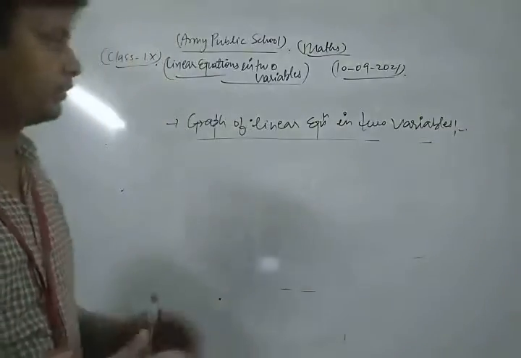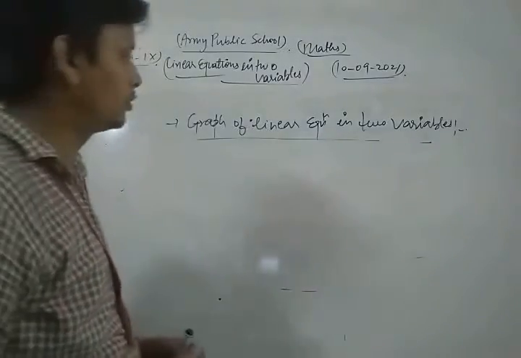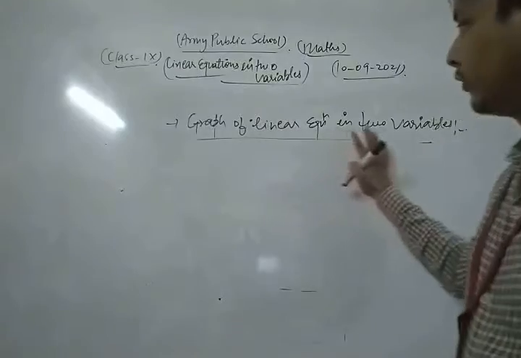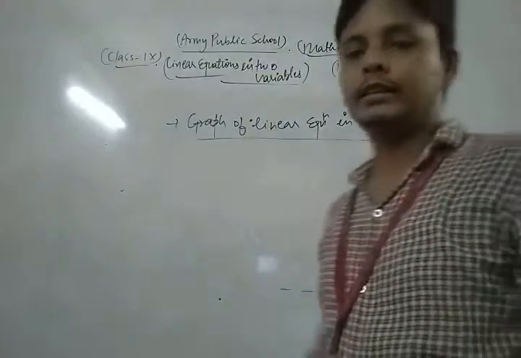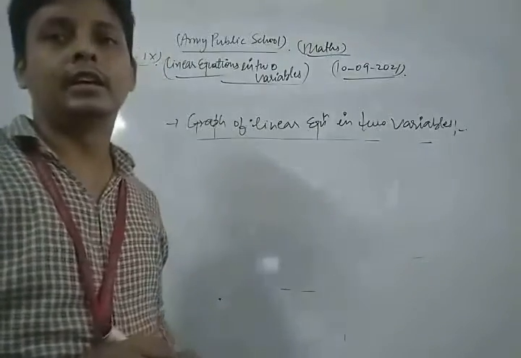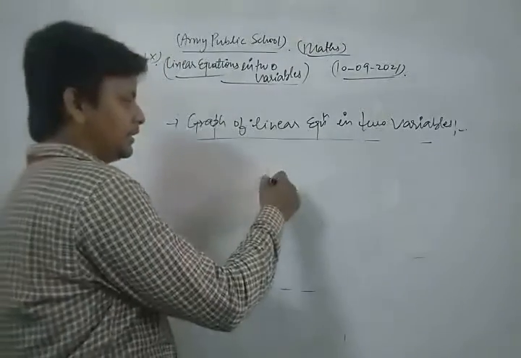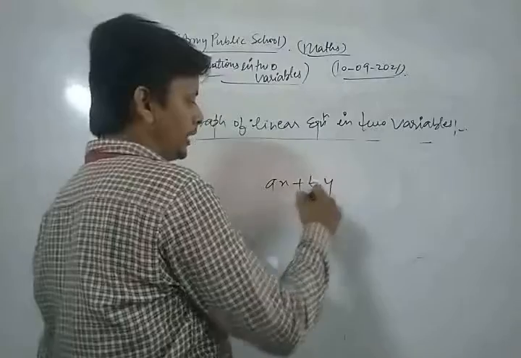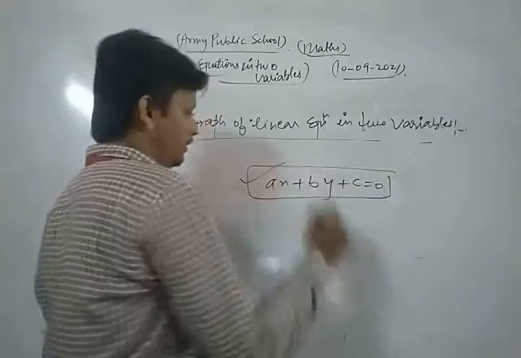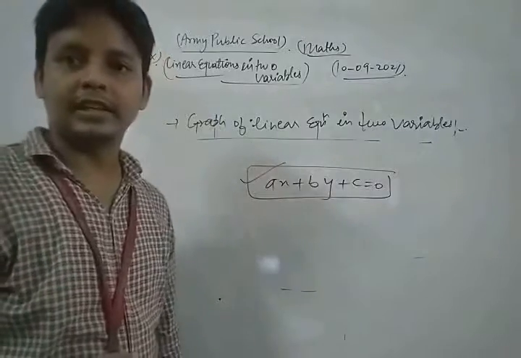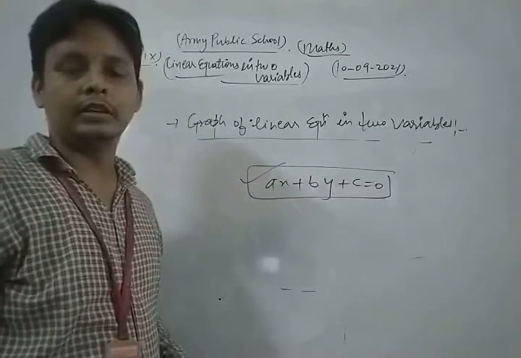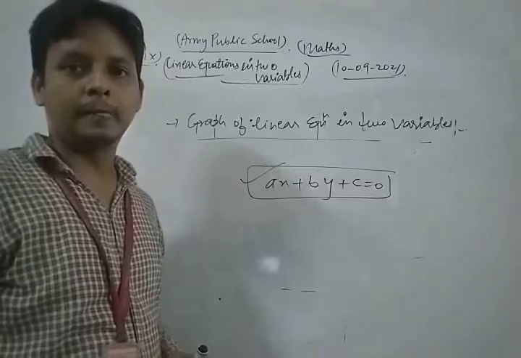First you revise the topic because you have already learned it, the graph of a linear equation in two variables. You know that the graph of a linear equation in two variables is always a straight line. Means you know that the linear equation is of the form ax plus by plus c is equal to 0, and its graph always represents a straight line. This is a very important topic, and we discuss it in the next class.